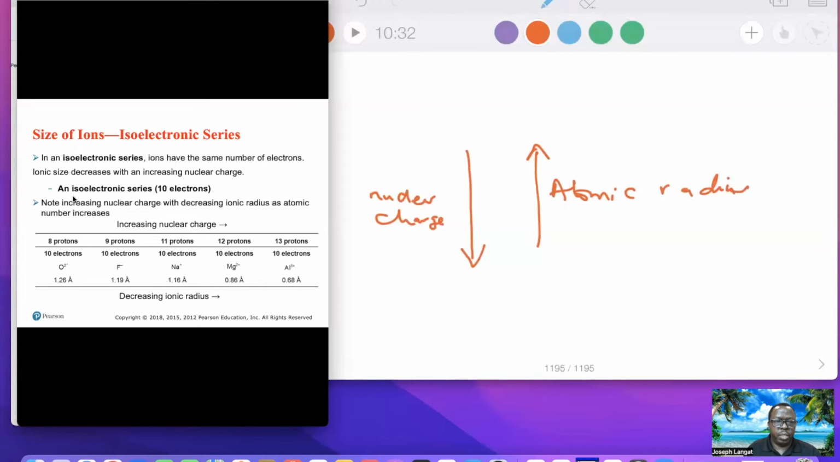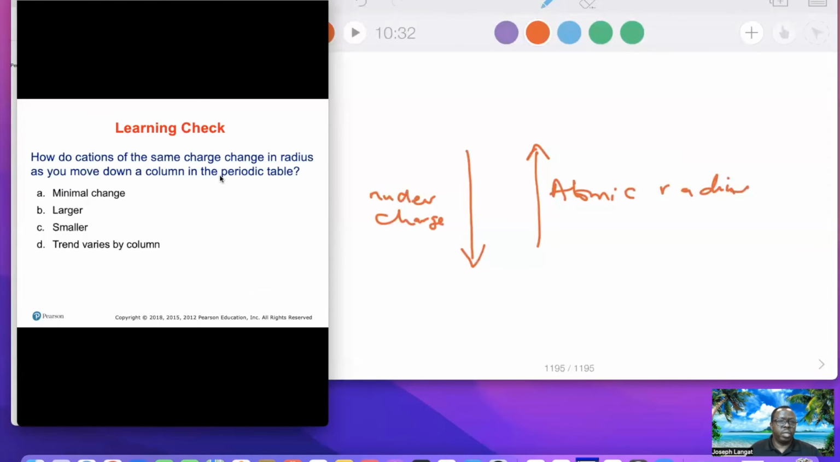The point here is for an isoelectronic series, the size of the ion decreases with an increase in the nuclear charge. In the nucleus, we have the protons. Aluminum has 13 protons, magnesium 12 protons, sodium 11, and so forth. The size decreases with an increase in nuclear charge.